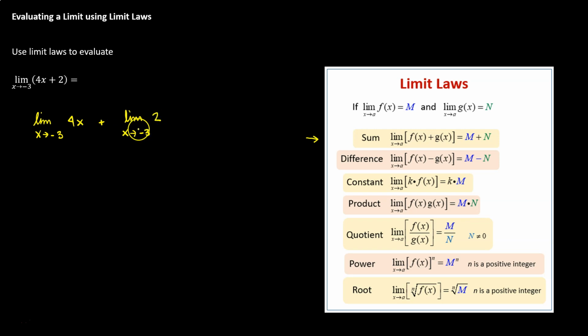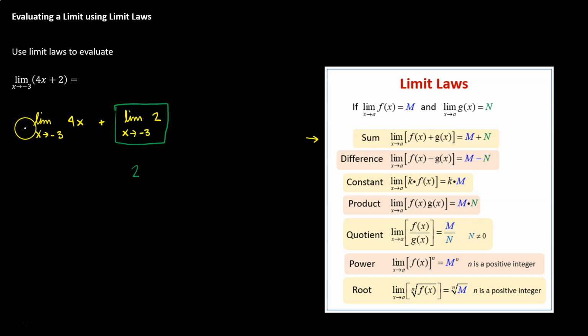Now that I've separated them using the sum law, I want to look and see if there's any limits that I know how to evaluate. Basically, my two basic limit rules. The two basic limit rules we have were for the function x and a constant. Now the second limit expression we have here is really the limit of a constant. So let's go ahead and evaluate that. We're looking at the limit of the constant 2 as x approaches -3. That works out to be 2.